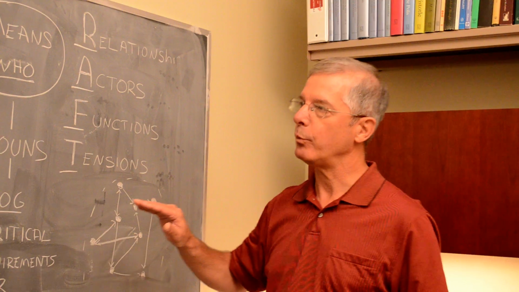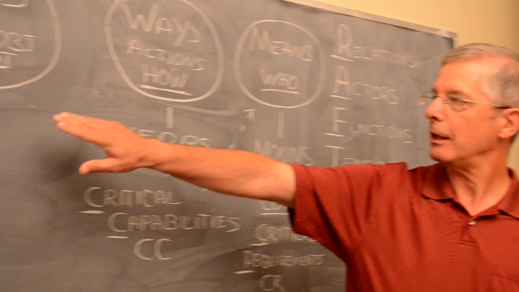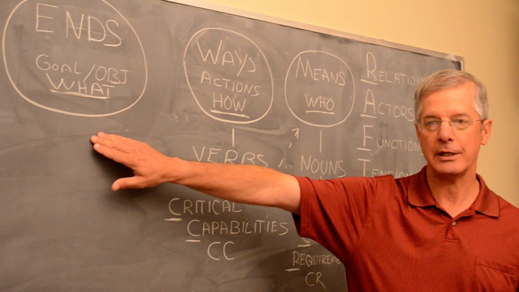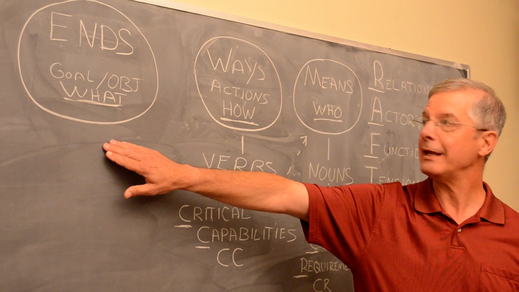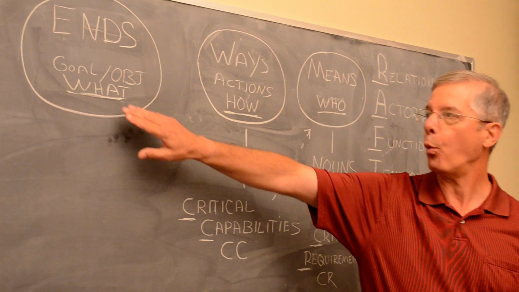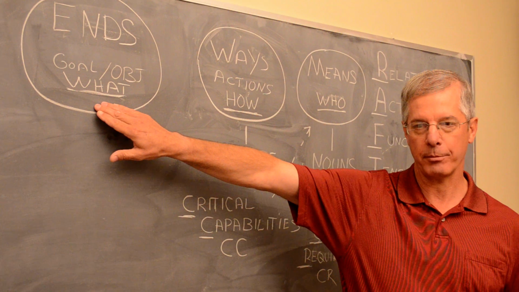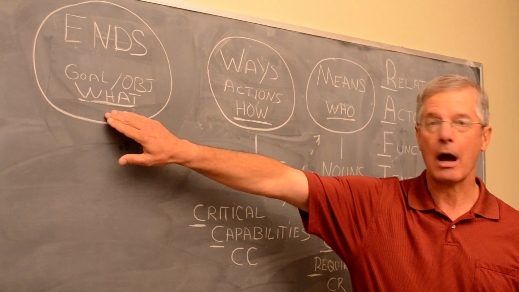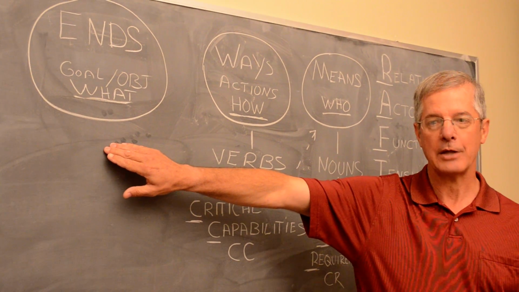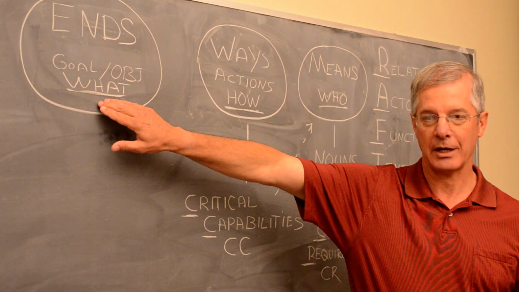Now, what we then do is try to answer three basic questions. The first question is the ends question. What is the entity or system's goal, its objective? What does it want to accomplish? Once you figure that out, write that down, because the center of gravity is always logically connected to this objective.